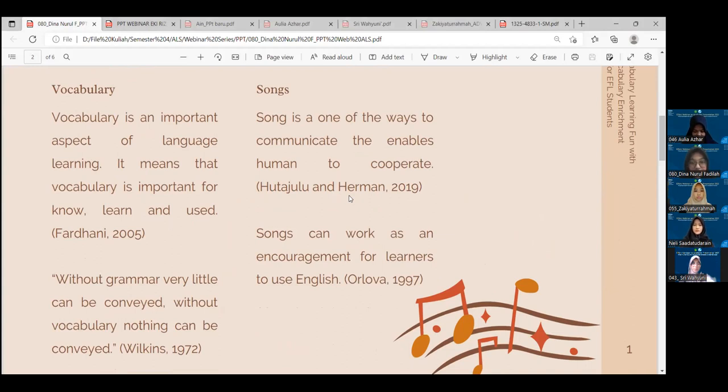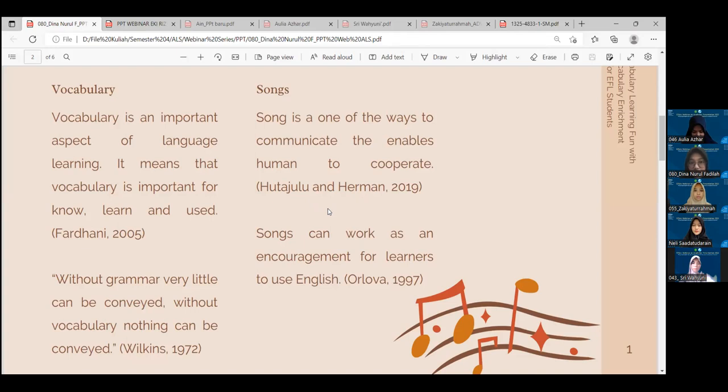Without grammar, very little can be conveyed. Without vocabulary, nothing can be conveyed. Even without grammar, with some useful expressions and elementary words, people may manage to communicate at a basic level. When going abroad, people firstly learn basic vocabulary because it helps them to exchange information with native speakers of a given language. And then songs.